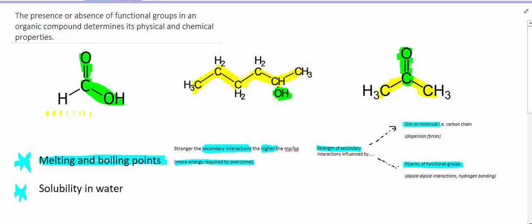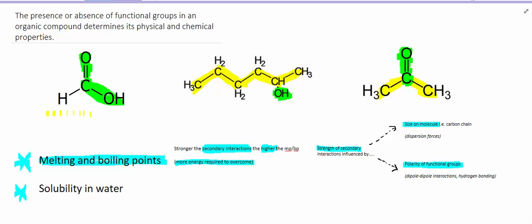So in terms of this, you need to acknowledge that the stronger the secondary interactions, the higher the melting or boiling point, and that the strength of secondary interactions is influenced by the size of the molecule. The larger the molecule, the stronger the dispersion forces, and also the ability for dipole-dipole interactions or hydrogen bonding, which is related to the polarity of the functional groups.